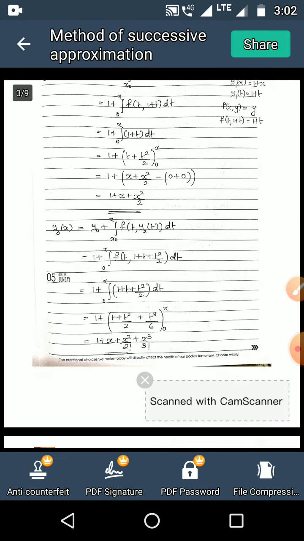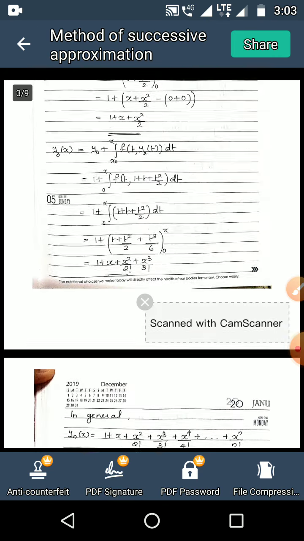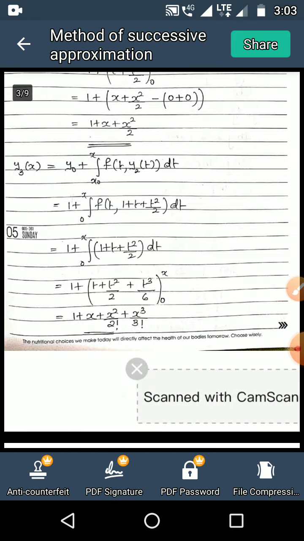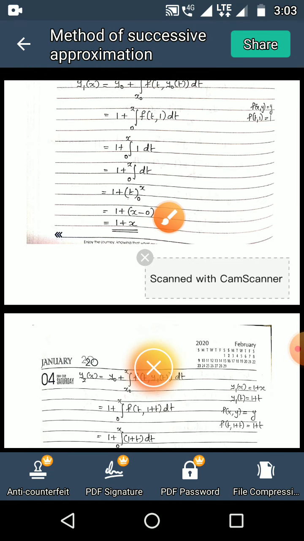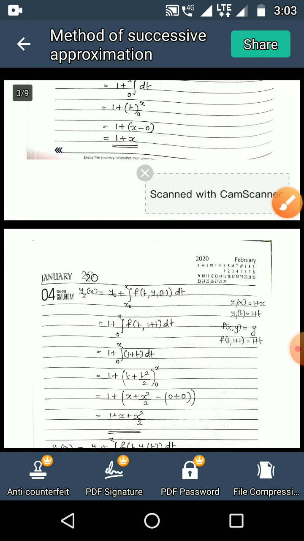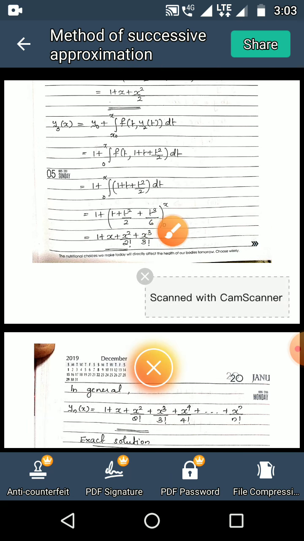The power series expansion of e raised to x is 1 plus x plus x square by 2 factorial plus x cube by 3 factorial plus etc., up to infinity. Looking at the successive approximations, y1 gives 1 plus x, a partial sum of the power series. In y2 of x we get another term, x square by 2. In y3 of x, one more term: 1 plus x plus x square by 2 factorial plus x cube by 3 factorial.